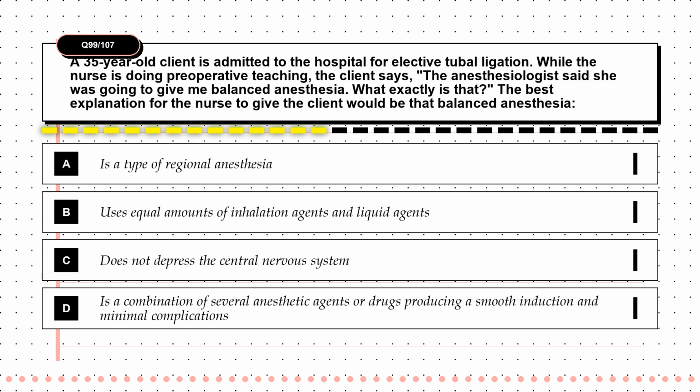Here are the options. Option A is a type of regional anesthesia. Option B uses equal amounts of inhalation agents and liquid agents. Option C does not suppress the central nervous system. Option D is a combination of several anesthetic agents or drugs producing a smooth induction and minimal complications.